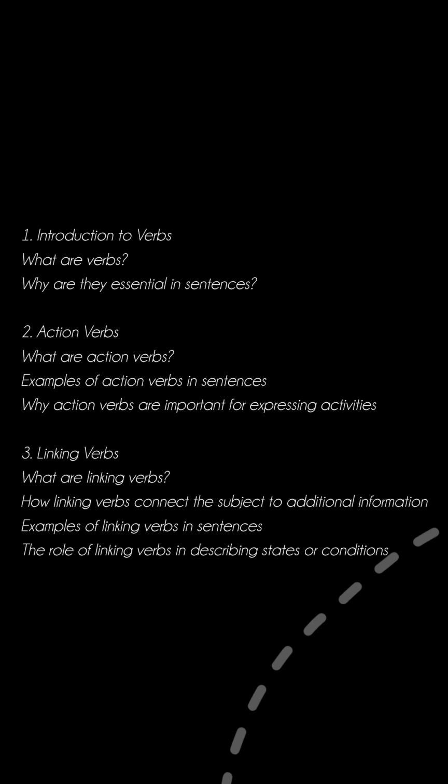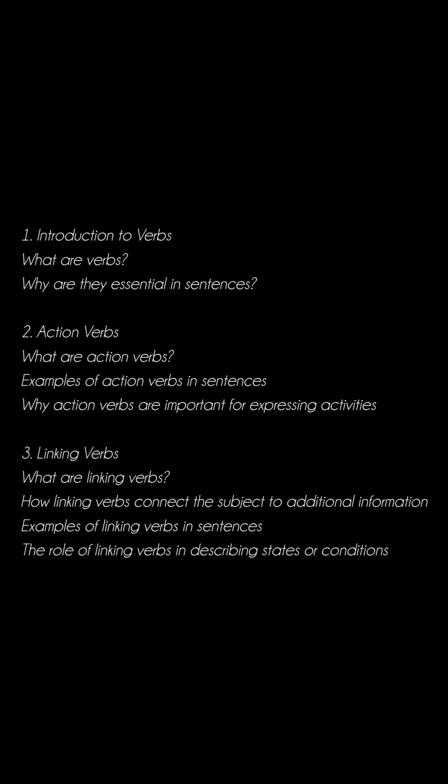For example, in the sentence, "The sky is blue," the verb is doesn't show action. Instead, it links the subject sky to its description blue. Similarly, in "She is a teacher," the verb is links the subject she to her profession. The verb is doesn't show action. It simply describes her state of being.